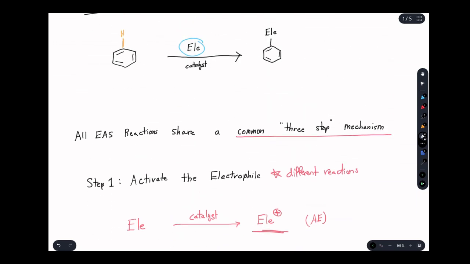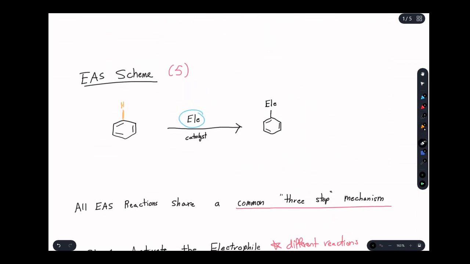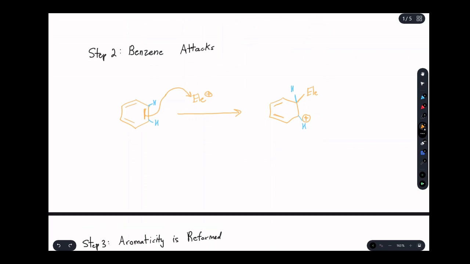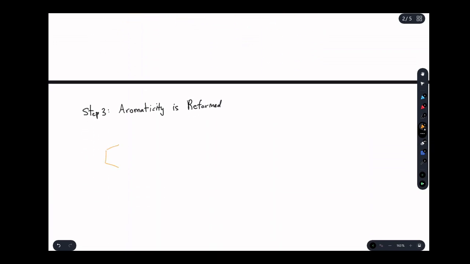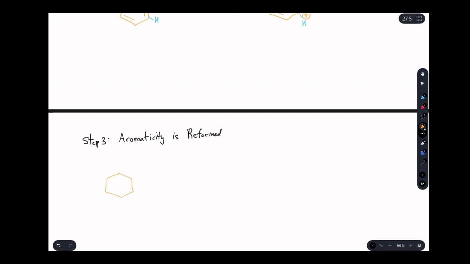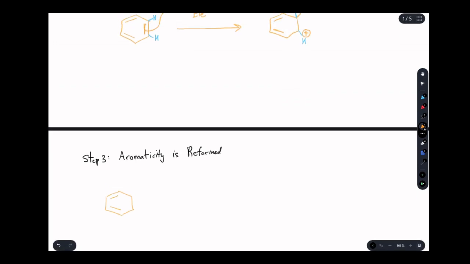If we go back up to the scheme for a moment, we'll see that the benzene doesn't look like it changed. So in order to get the final product that's going to be stable and actually have a good reaction going, we need to make sure that we reform the aromaticity of the ring. And that's what step 3 is all about. So if I redraw this intermediate here, what's going to happen is we're going to leverage this hydrogen.